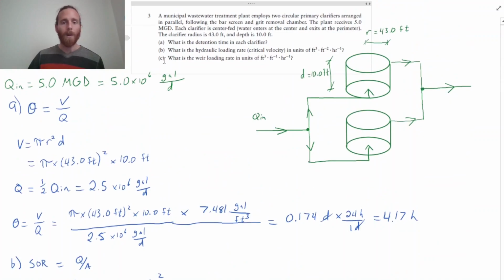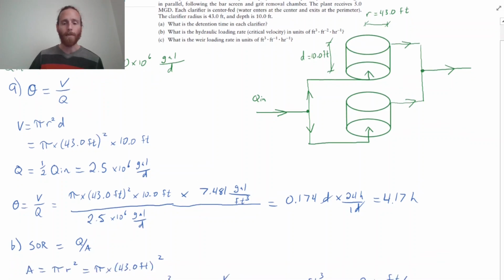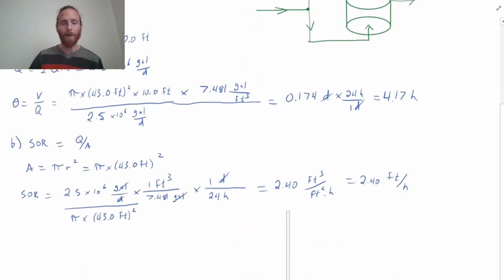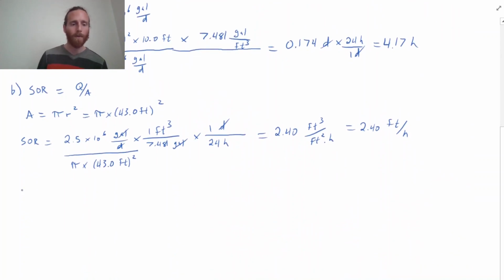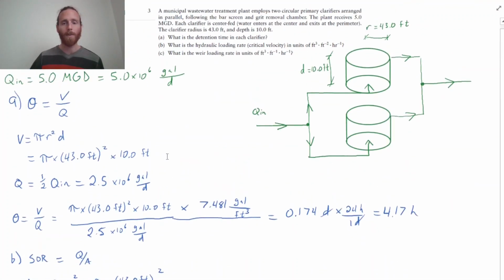Part C, what is the weir loading rate? Now, I usually hear this called the weir overflow rate. So I write the abbreviation WOR. Weir overflow rate, that's just Q over C, the circumference.